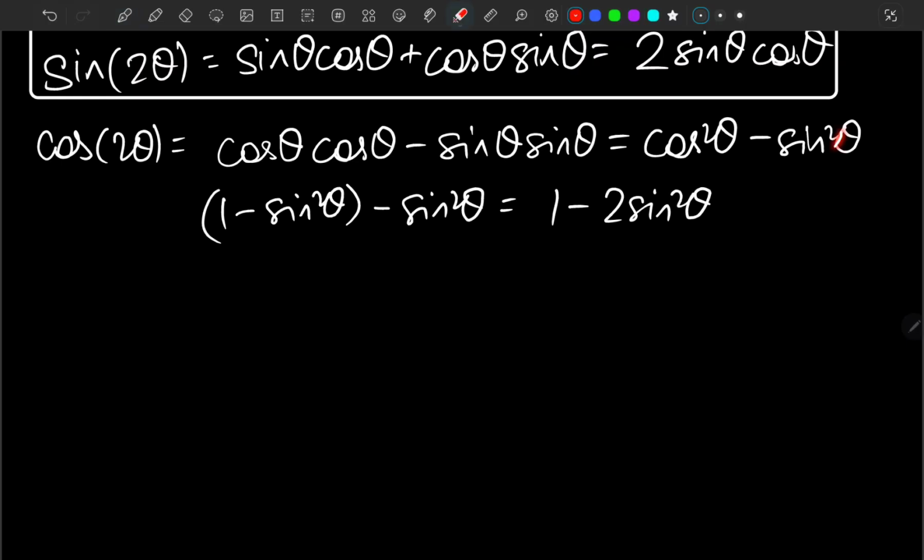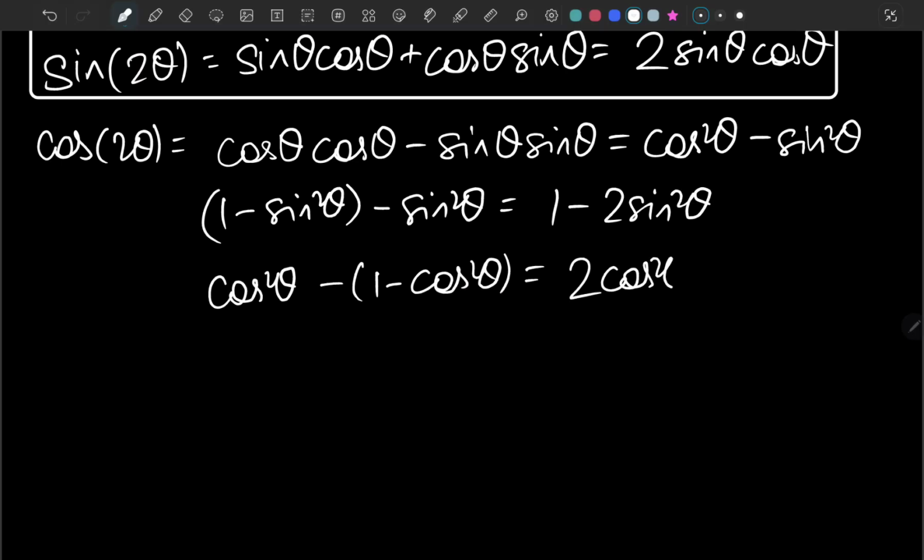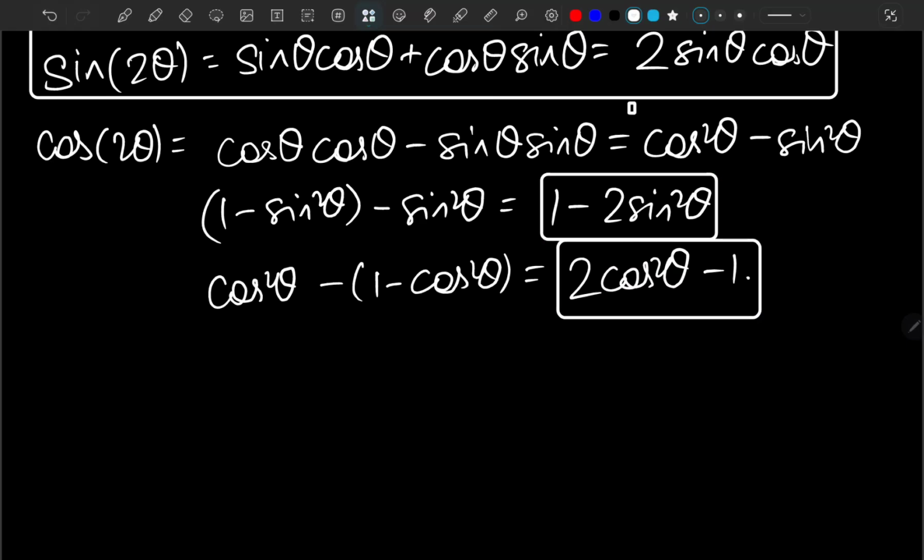And if we talk about replacing sine squared theta with 1 minus cosine squared theta in this equation, that's going to be cosine squared theta minus (1 minus cosine squared theta). So that's going to be 2 cosine squared theta minus 1. This is the third one, the second one, and the first one. Wow, isn't that amazing?